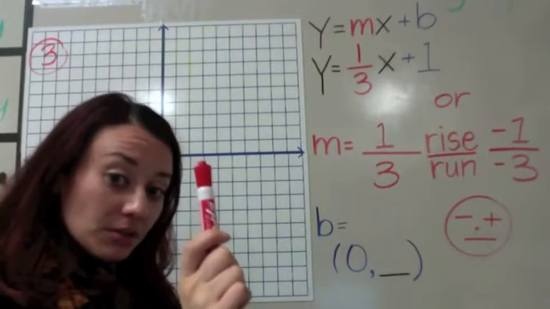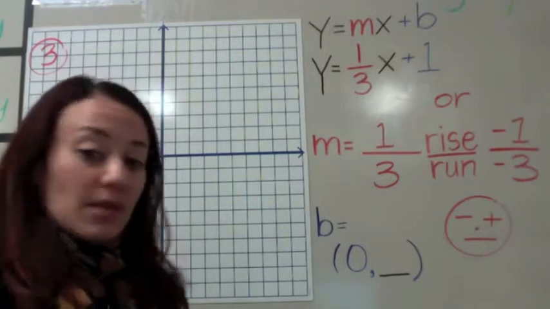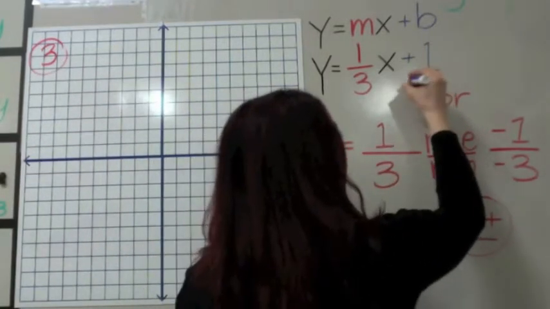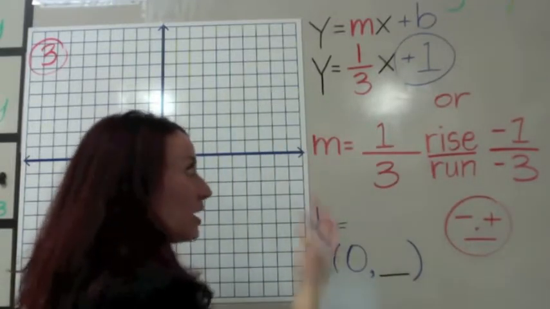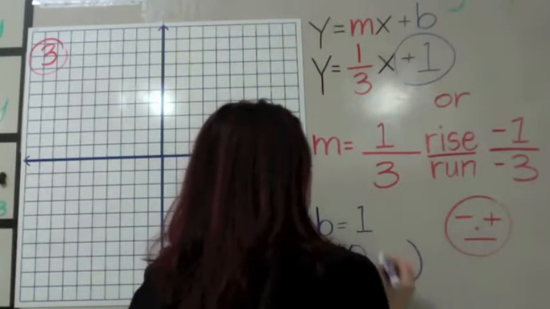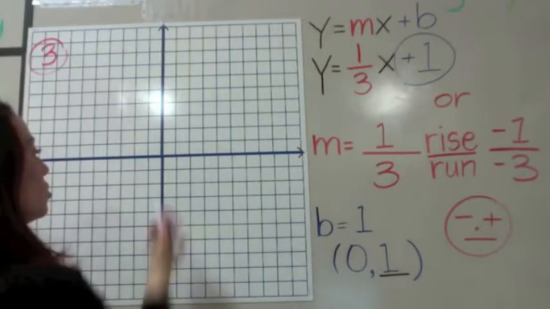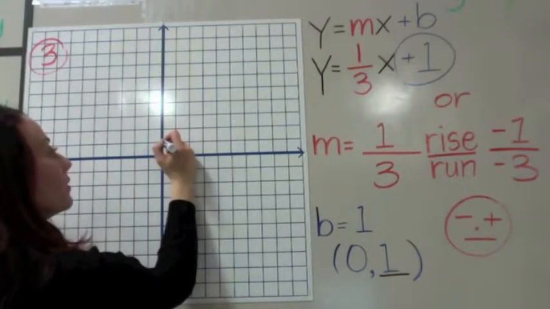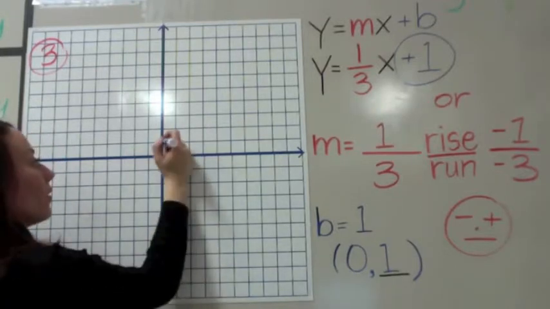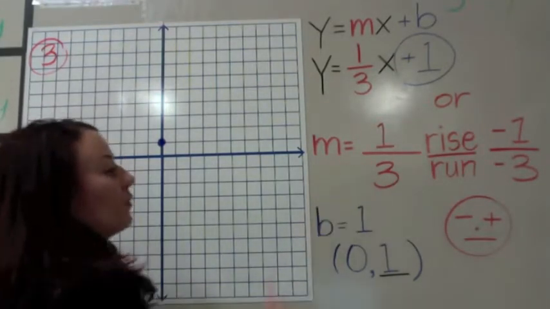But first, we have to start with the y-intercept. Will you circle it in the equation? You're going to circle positive 1. So b equals 1. So we need to graph 0, 1. We're going to start at 0 and go up 1. Let's make a point there. Are we cool? Okay.